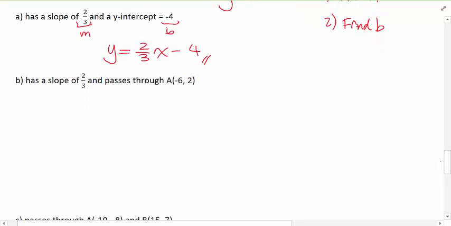Step 1, find m. Do I know the m? Oh yeah, it's right there. I just found it. M. Find b. I don't see it. Okay, so that's the problem. I don't see b now.